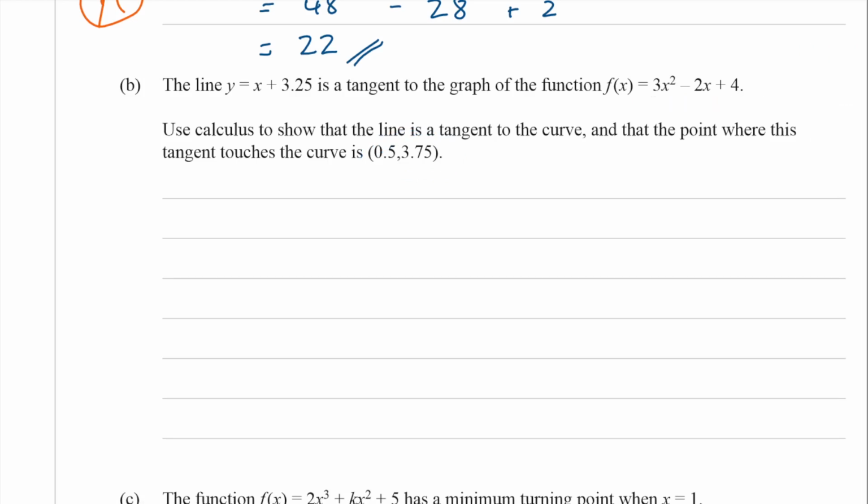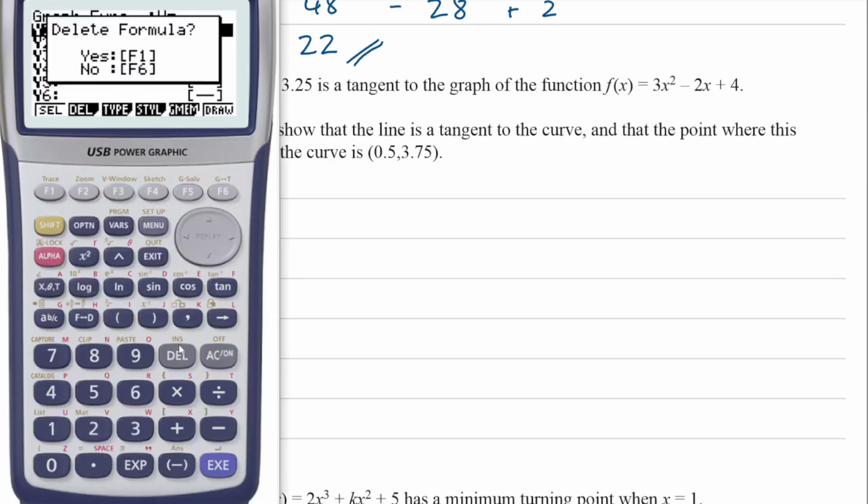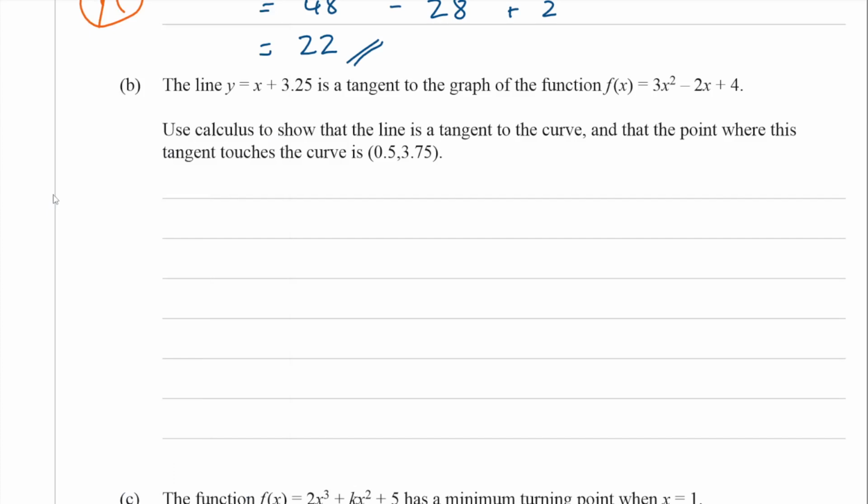So if this problem scares you a little bit, I would recommend graphing it. First of all, you would graph 3x squared minus 2x plus 4, and then you would graph x plus 3.25. And you'll see that their intersection point is this coordinate. But the question is asking us to use calculus to show that this line is a tangent to the curve and to find that intersection point.